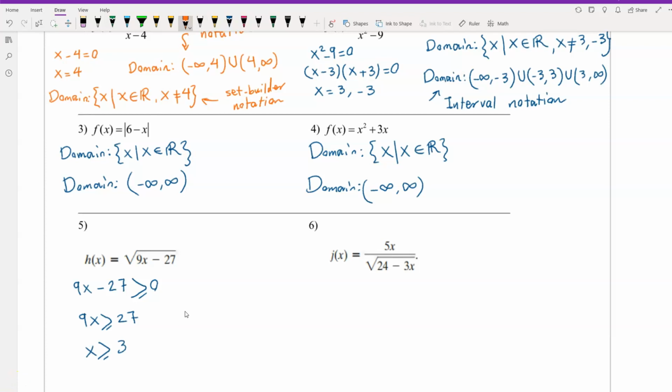So based on this, domain is bracket 3 comma positive infinite, because this is what we had here on this part, x it was greater than equal to 3. And then in set builder notation, our domain is x such that x greater than equal to 3.